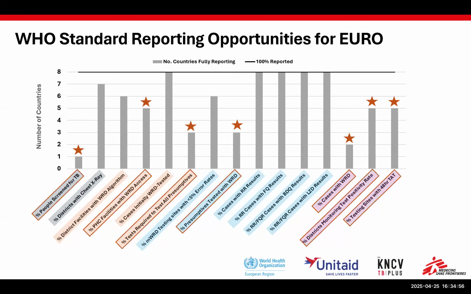What I'm showing you now is the WHO standard reporting for the European region, for which 8 countries were invited to report. And you can see the results are similar in reporting data availability and data access. The ones with the orange stars are those below the 80% achievement mark. So those for which less than 6 countries could report on in the first year.